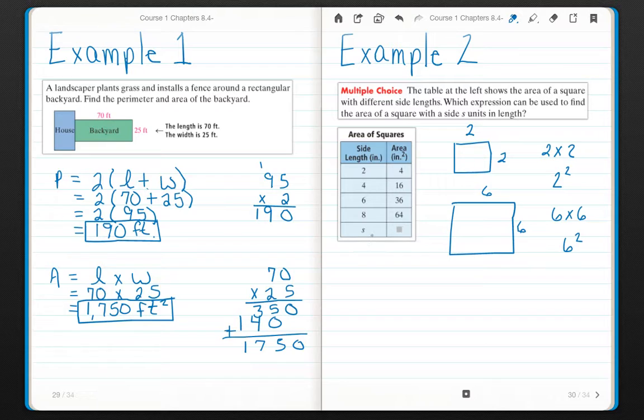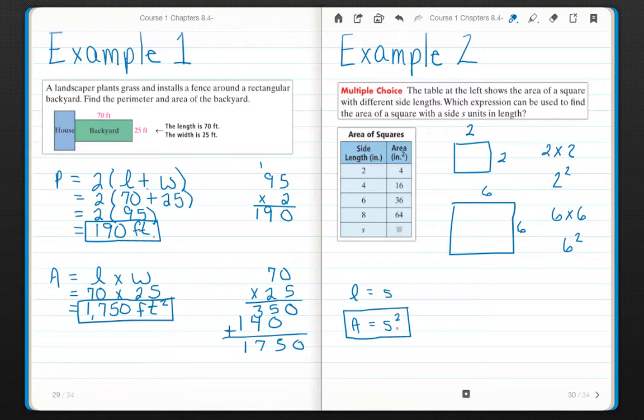So to find the value of s, I'm going to square it. If the length of a square equals s, then the area of that square equals s squared. Whatever the side length is, you just square it because it's a square.